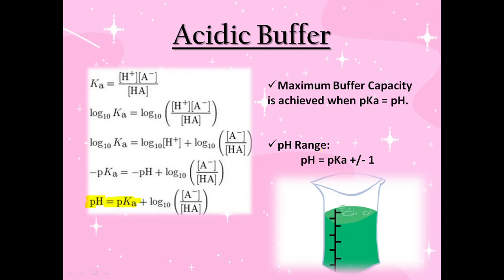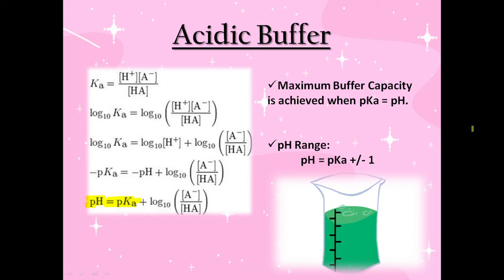And what does the pH range mean? The pH range of an acidic buffer is defined as pKa plus or minus 1. Suppose your pKa value is 6; then the pH of the buffer solution can be between 5 and 7. It can have any value in that range, so it allows only a minimum change in pH values.